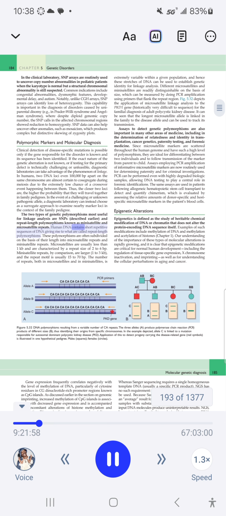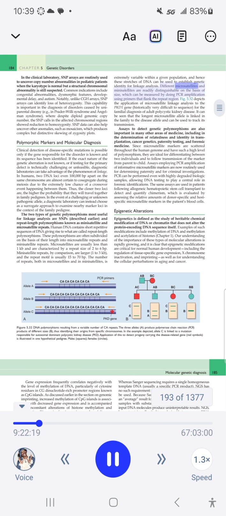Human DNA contains short repetitive sequences of DNA, giving rise to what are called repeat-length polymorphisms. These polymorphisms are often subdivided on the basis of their length into microsatellite repeats and mini-satellite repeats. Microsatellites are usually less than 1 kilobase and are characterized by a repeat size of 2 to 6 BP. Mini-satellite repeats, by comparison, are larger, 1 to 3 kilobases, and the repeat motif is usually 15 to 70 BP. The number of repeats, both in microsatellites and in mini-satellites, is extremely variable within a given population, and hence, these stretches of DNA can be used to establish genetic identity for linkage analysis.